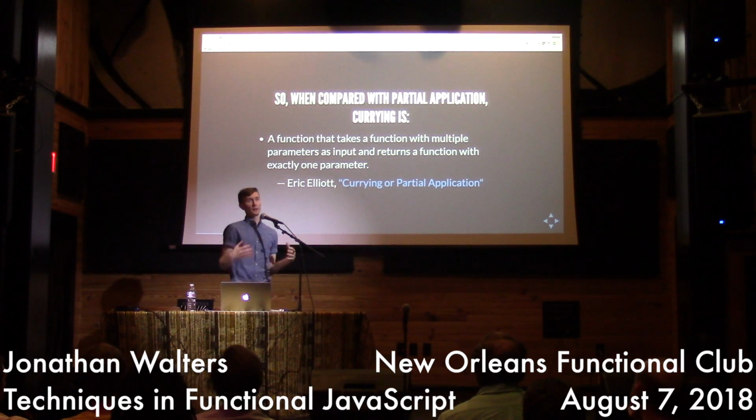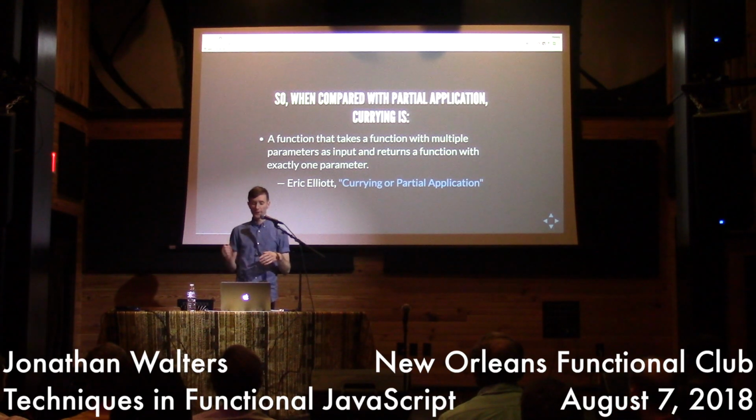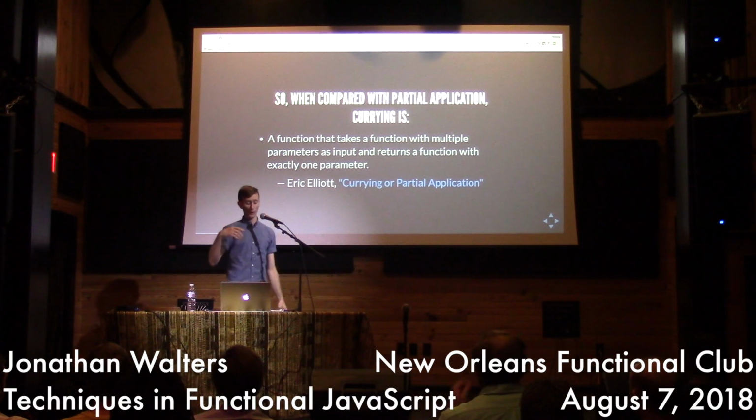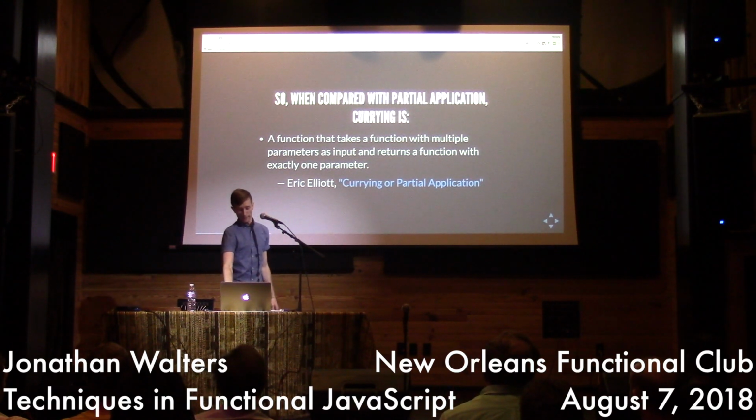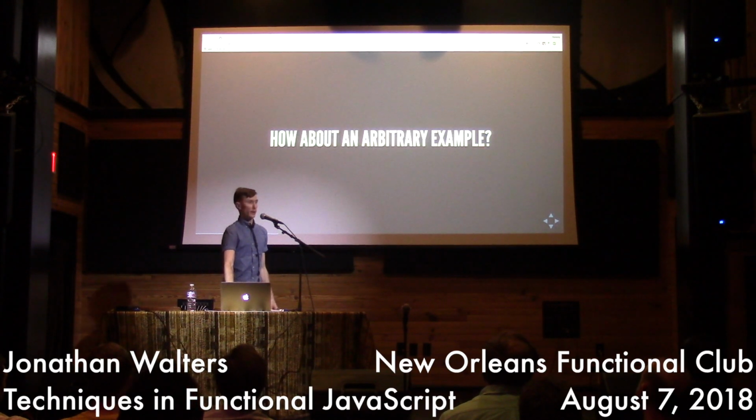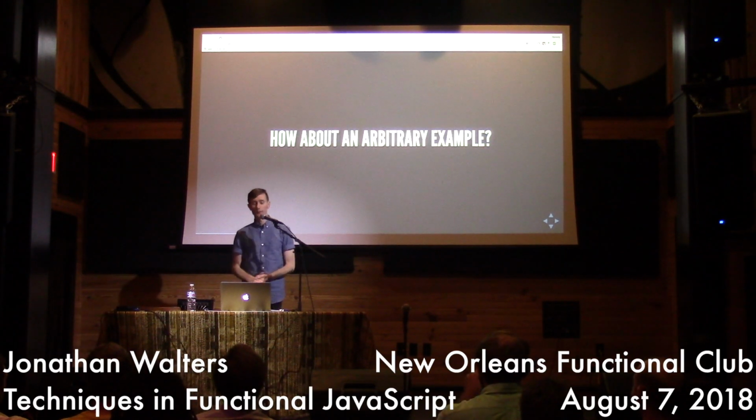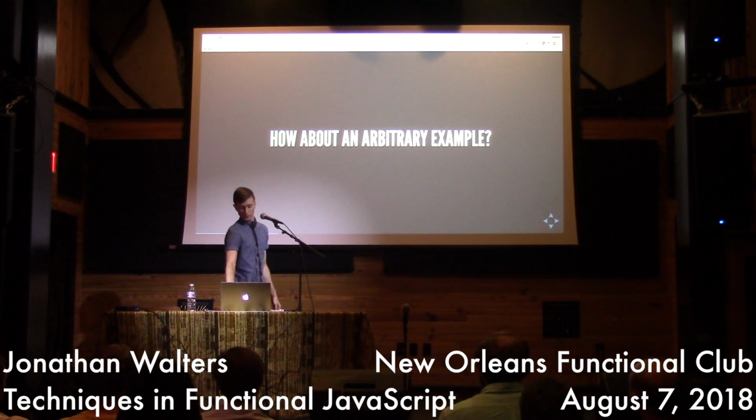So to try and make greater sense of the relationship between the two, we can say that when compared with partial application, currying would be a function that takes a function with multiple arguments, or I'm sorry, multiple parameters as its input, and then returns a function, or a sequence of functions, all with exactly one parameter or one argument. Again, we'll lean on a very arbitrary example.